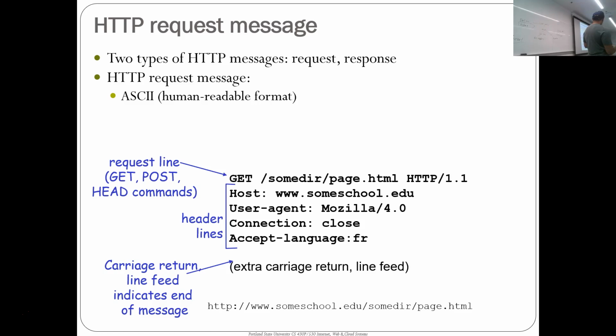There are headers for localization. So I want all of my content in French. I'm in France. I speak French. I don't want English websites because I don't like the English. So I'm going to say only accept French. And if the website can't provide me French, then I'm not interested. And it'll give me a French site.